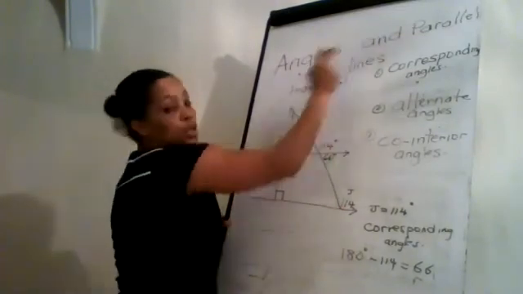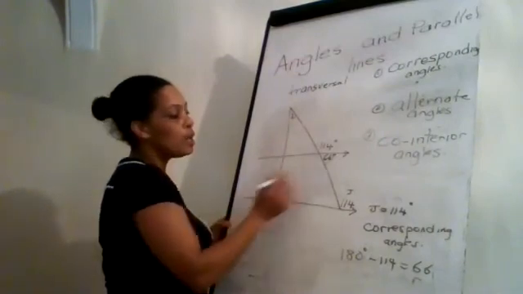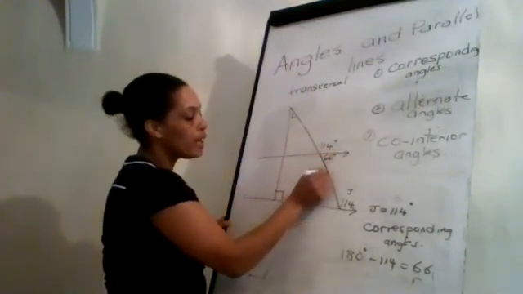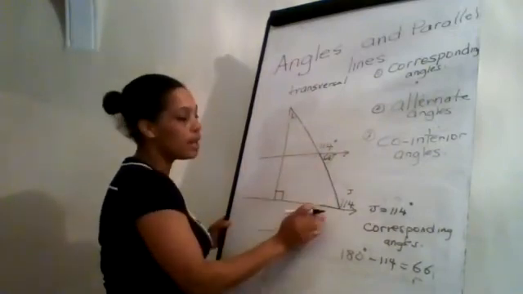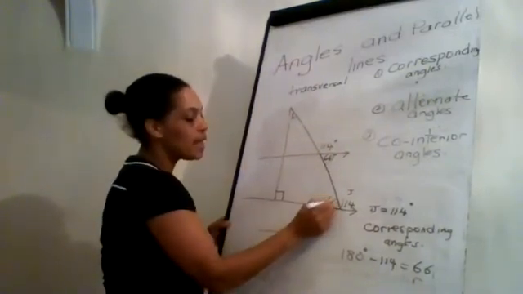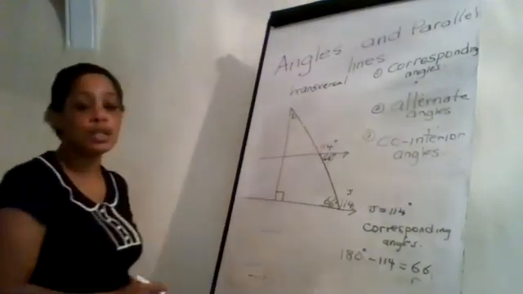But since we're on the topic of angles and parallel lines, we can also identify here a Z, with these two lines here being the parallel lines. So if that is 66, that is going to be 66. We do not need to do any calculation.